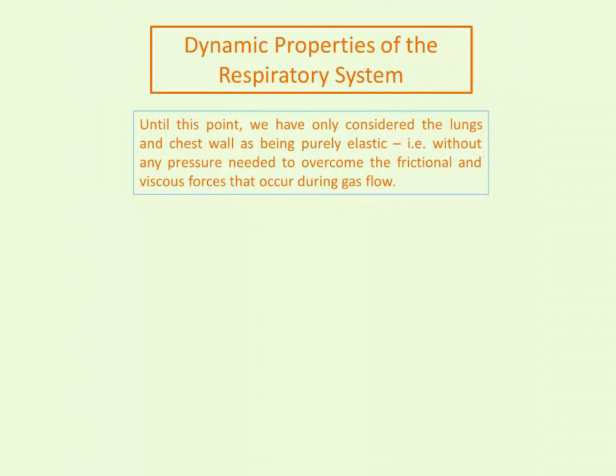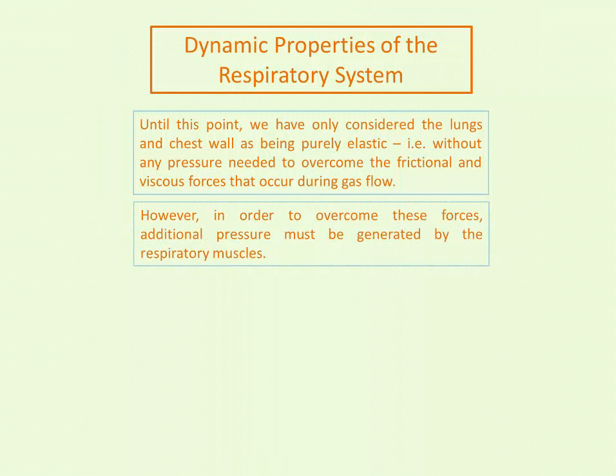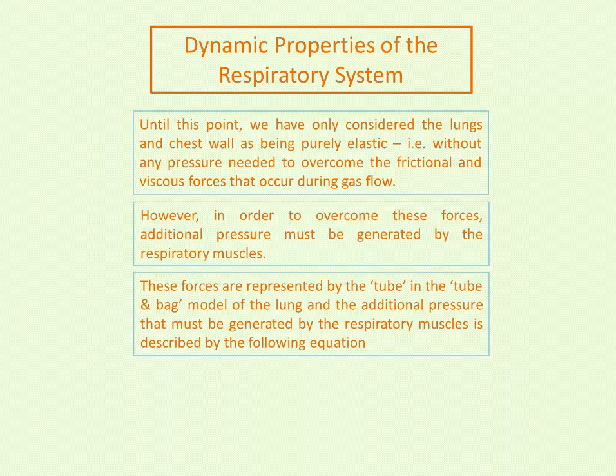Until this point, we've only considered the lungs and the chest wall as being purely elastic. That is, without any pressure needed to overcome the frictional and viscous forces that occur during gas flow. But clearly, when we breathe in, we're moving gas from the atmosphere down deep into our alveoli, where oxygen and carbon dioxide participate in gas exchange and maintain our being. So in order to drive this flow, we must generate an additional amount of pressure to overcome these viscous forces. And again, this burden is placed upon the muscles of respiration, or when you're tubed, the ventilator. But we'll talk about that more in part 4 of this chapter.